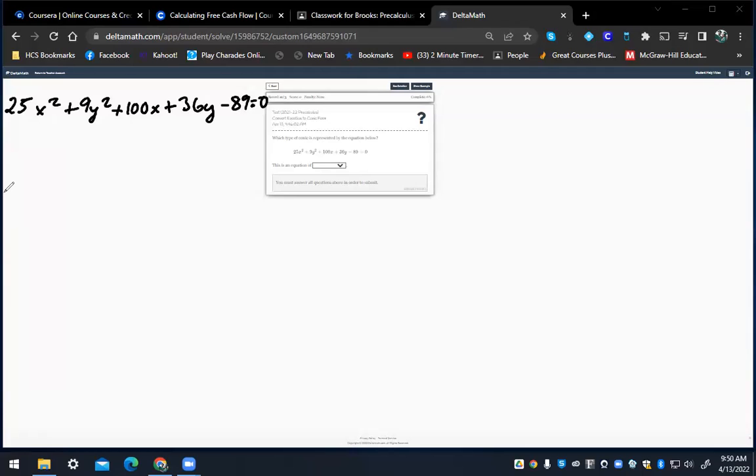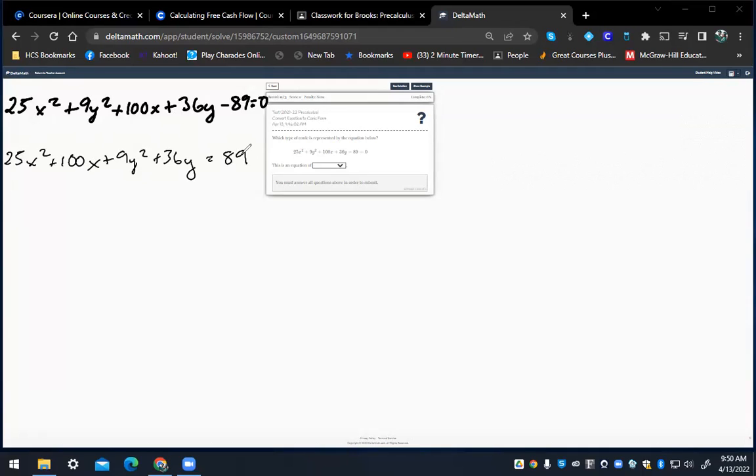All right, the first thing you're going to do is put your x's together, put your y's together, and put the numbers on the other side. So you're going to end up with 25x squared plus 100x, and then plus 9y squared plus 36y equals positive 89. That's your first step. I'm going to wait. I want to make sure that you got that.